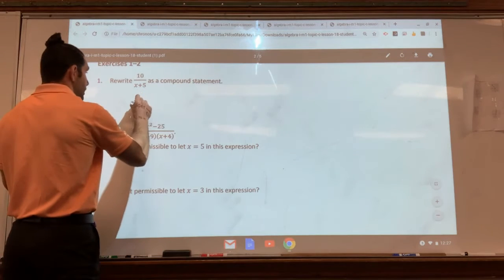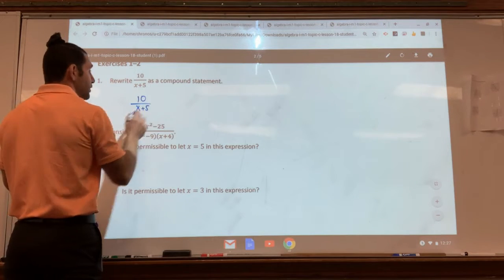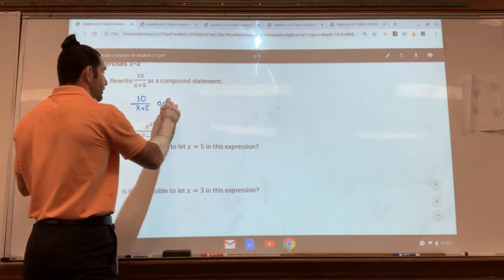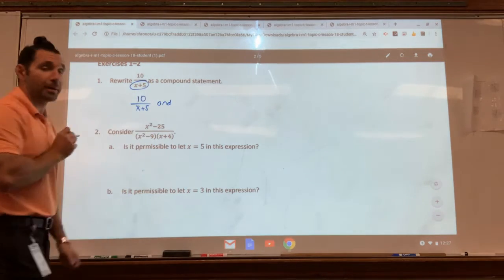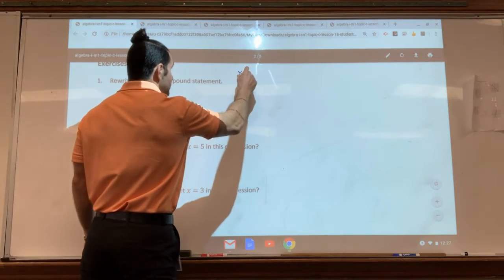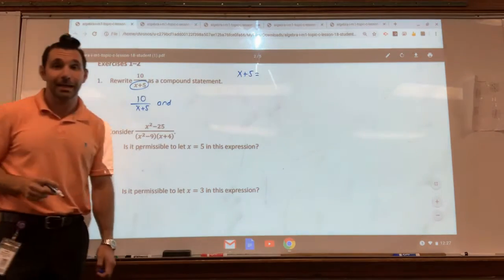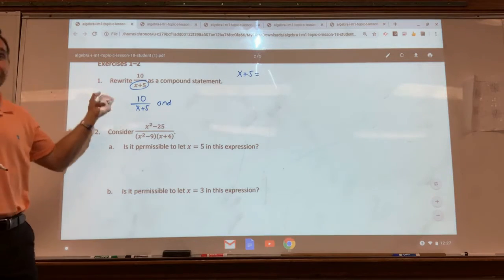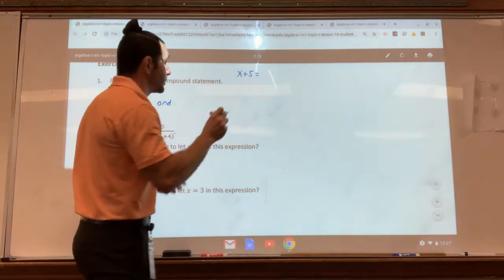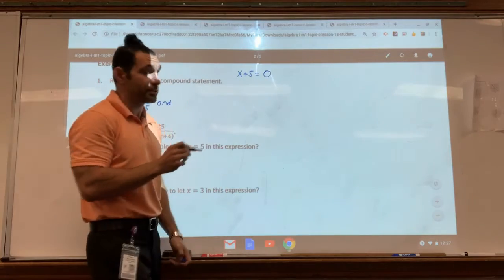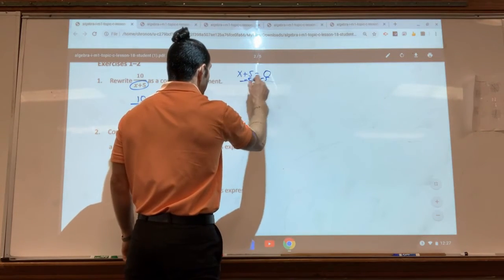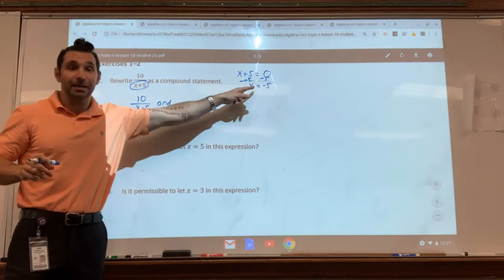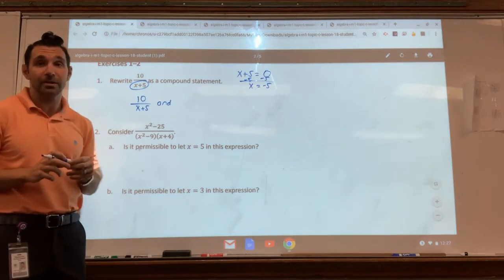So first, the expression stays, 10 divided by x plus 5, and we need to know about that denominator. To figure out what the denominator cannot be, we know that denominators cannot be 0. So I take the denominator and I make it an equation. I set it equal to 0. When we subtract, we get x equals negative 5. Well, what's that telling me? That's telling me that when x is negative 5, the denominator is 0.